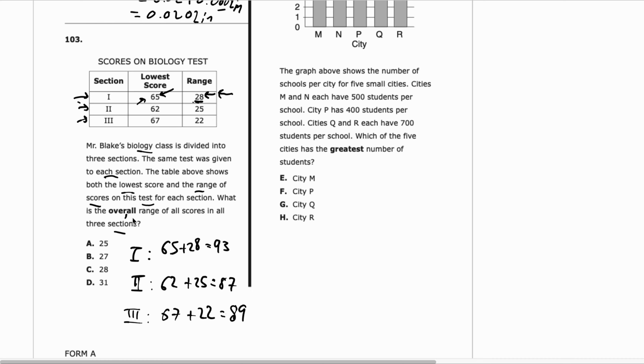Okay, and now we want to know the overall range of scores in all 3 sections. To do that, we can find the highest score and the lowest score across all 3 sections. So the highest score of all 3 sections would be this 93, right? And then the lowest score would be 62, not 65 or 67, but 62. And so this range is going to be 31 points.